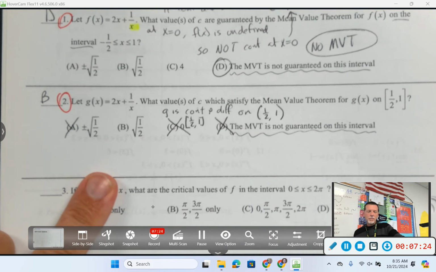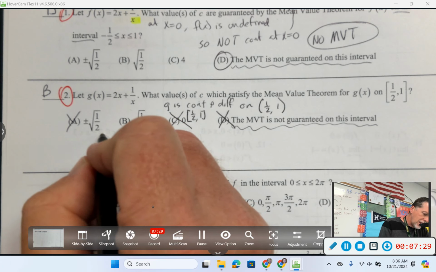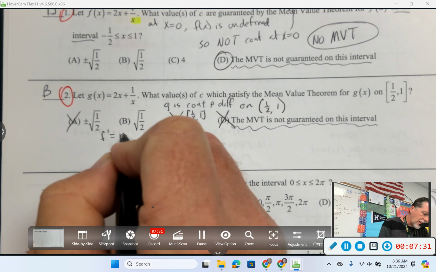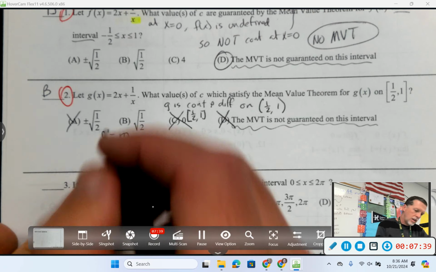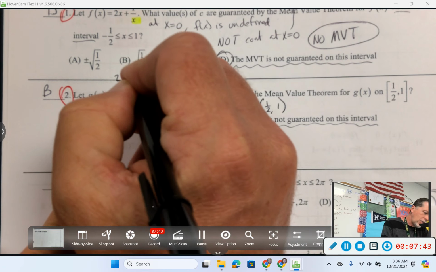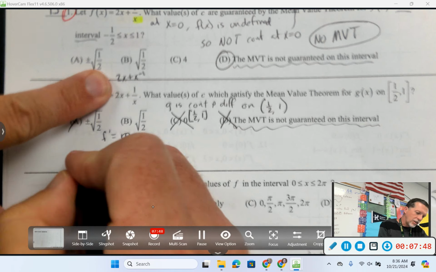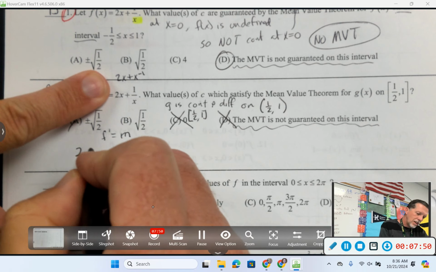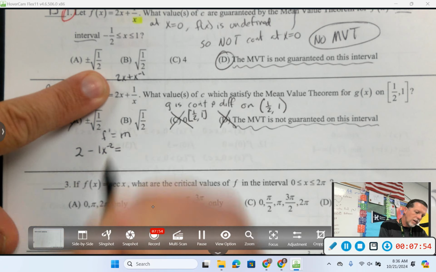So MVT applies. F prime equals M. That's the shortest way to say it, but that doesn't have any concepts behind it. So I usually say calc slope equals algebra slope. F prime would be, let's see, 2x plus x to the negative 1. I'm rewriting that so I can take a derivative a little easier: 2 minus 1x to the negative 2.